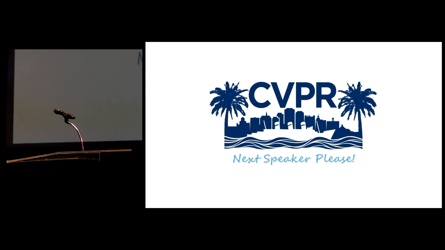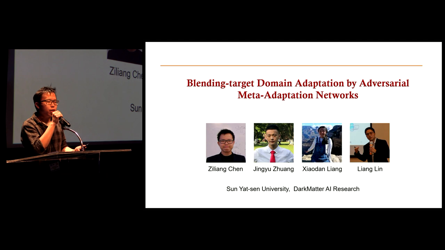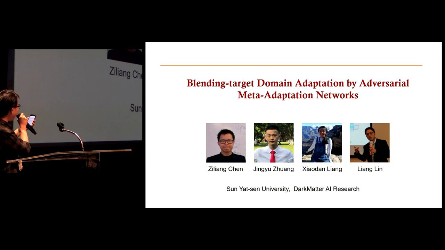Good afternoon. I'm Zhiding Chen from Sun Yat-Sen University, the first author here. I would like to introduce a new problem observed from the domain adaptation area. We call it blending target domain adaptation. I'm going to propose a method inspired by AutoML strategy.